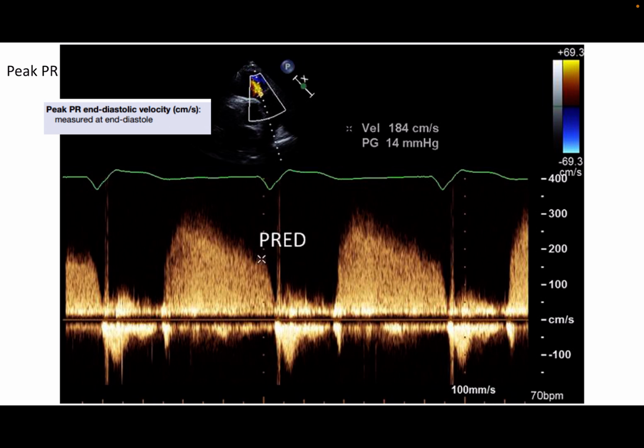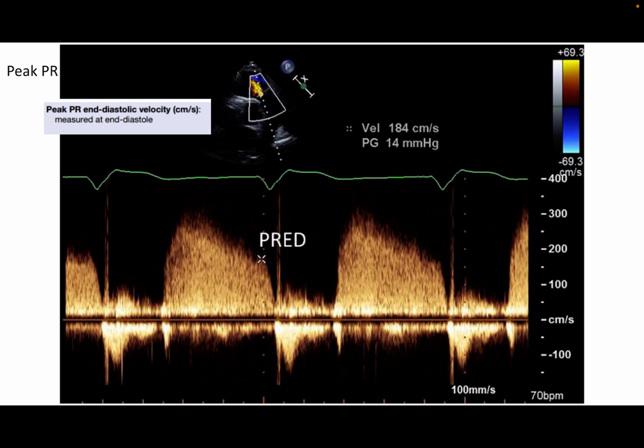And now the peak TR and diastolic velocity. The pulmonary regurgitation end-diastolic velocity allows estimation of pulmonary arterial diastolic pressure. Applying the modified Bernoulli equation, pulmonary arterial diastolic pressure is equal to 4 times PR velocity squared plus estimated right atrial pressure. A pulmonary artery diastolic pressure greater than 16 millimeters suggests elevated left atrial pressure in the absence of precapillary pulmonary hypertension.